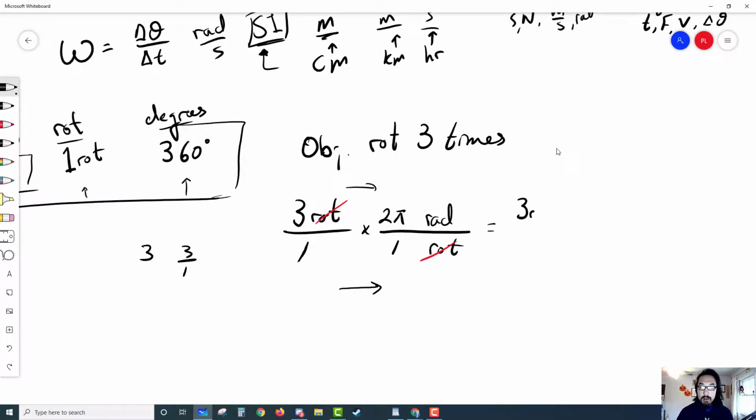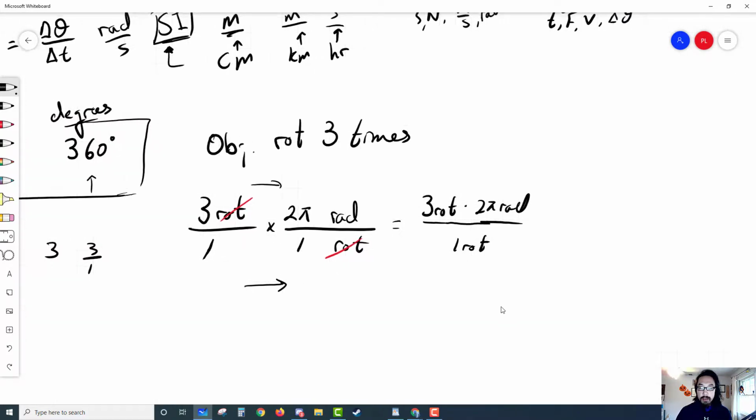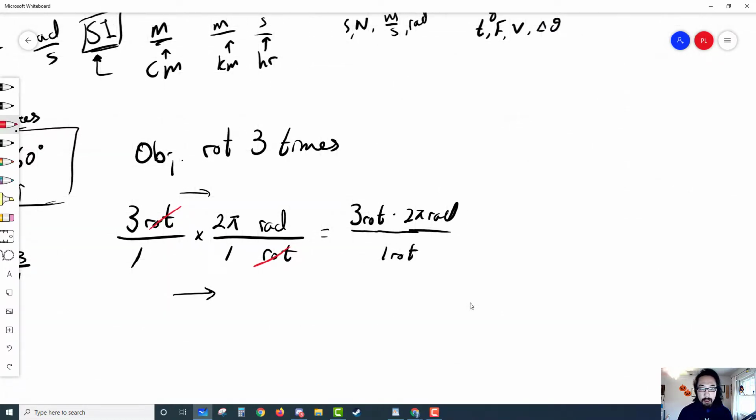So I'll write it out. 3 rotations times 2 pi radians, all divided by 1 rotation. So this is what our math looks like before we cancel stuff out. I know I canceled it out here, but let me show you exactly what that means down here. So the rotations cancel out, and we're left with 3 times 2 pi radians. So our answer would be 6 pi radians. And remember, the radians are the units. So we successfully went from 3 rotations to 6 pi radians.